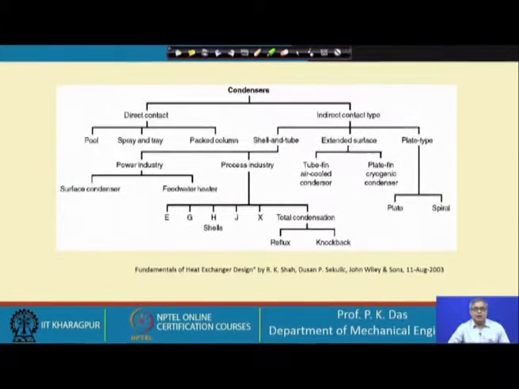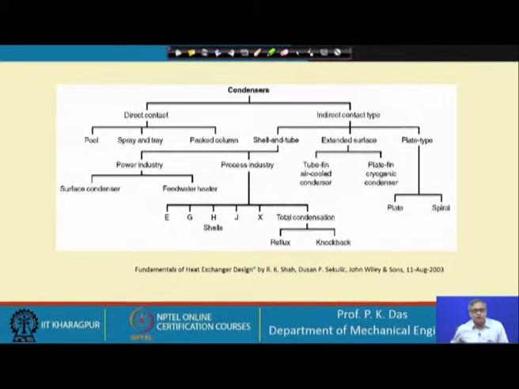We know in a steam power cycle, in the boiler the water is heated to produce steam. The steam expands in the turbine to produce work, and then the exhaust steam from the turbine, which is at a low pressure and low temperature, is to be taken into a condenser, and these condensers are called surface condensers. The surface condensers are very often used for condensing steam in a steam power plant.